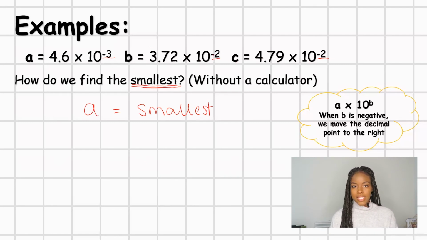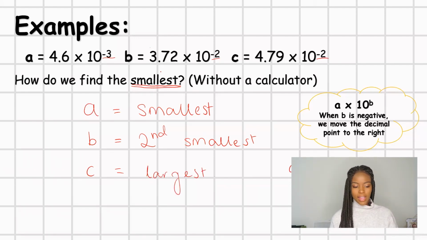So we know that B and C are going to have the same number of decimal places. But what we would then look at is the A. So we would choose the one with the smallest A, and we know that that's going to be the smallest. So B is 3.72 and C is 4.79. So we can assume that B is going to be the second smallest, and that leaves C as the largest.